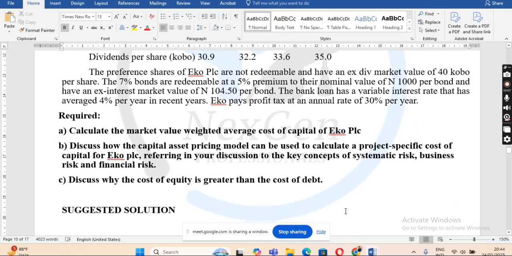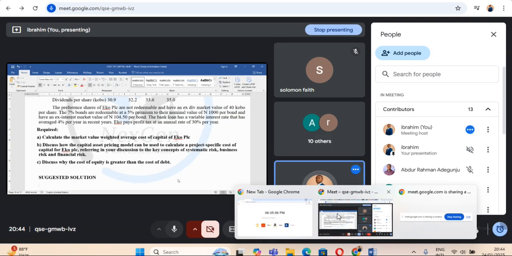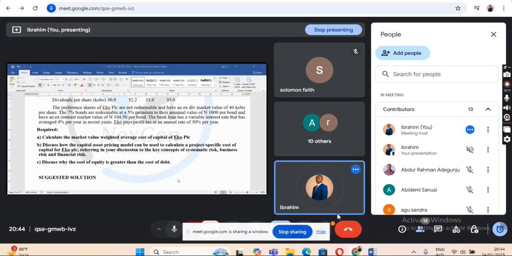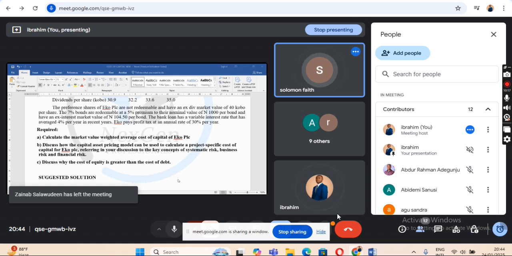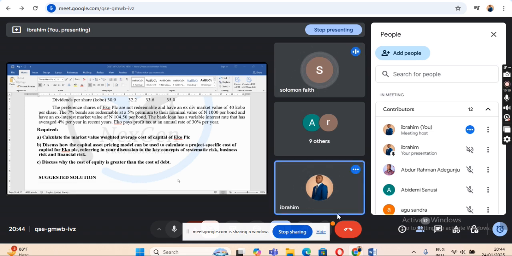Now, please confirm if you can see my screen. Can you see my screen? Yes, I can see your screen. Okay, that's fine. Thank you.